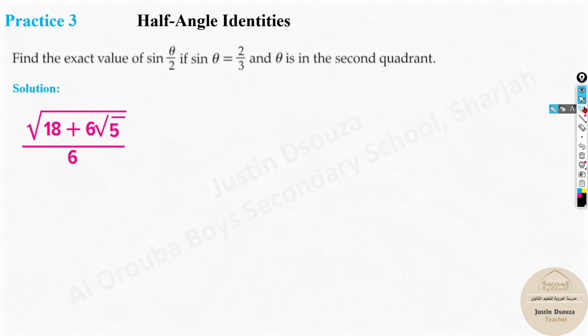Now I will just tell you one important thing. Whatever answer you get will be plus or minus, right? How do you solve it? Theta is in what range? Second quadrant means it is from 90 to 180 degrees. Now, since we are finding half angle, just divide it by 2, it will be 45 to 90.